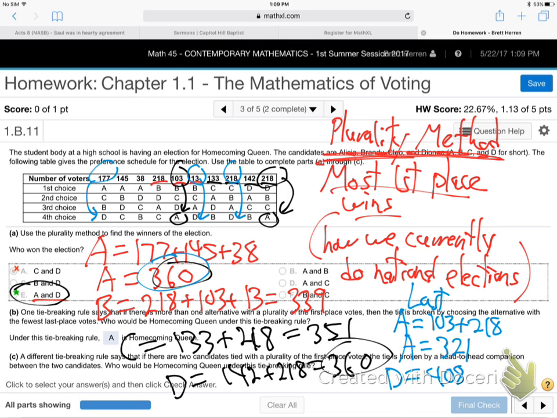That's one way of breaking a tie. It's not the only way. You could say who has the most second place. That's another way, right? But one way is to say who has the least last place. Well, let's go on to part C.